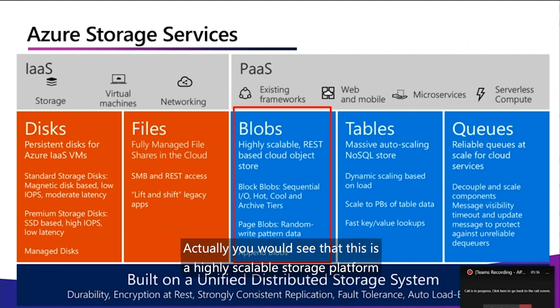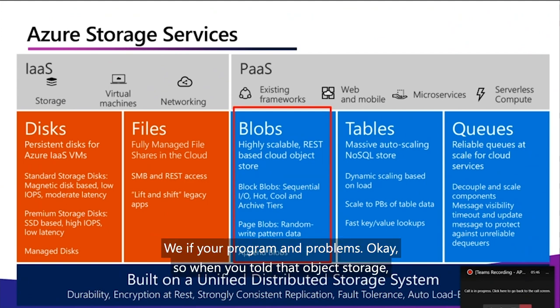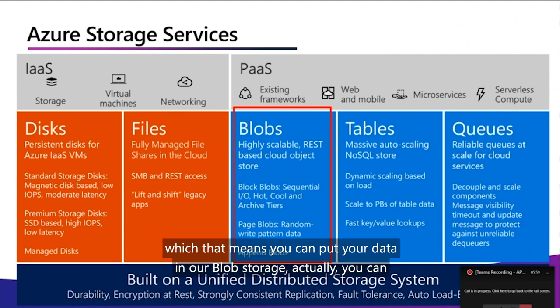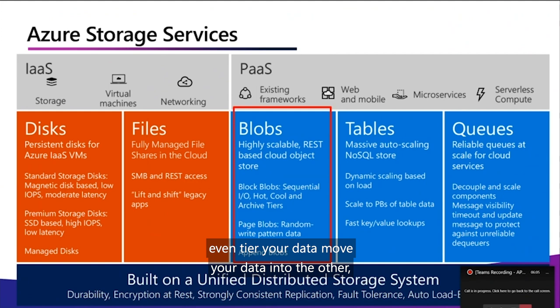You could see that this is a highly scalable storage platform in the cloud, and it is web API available. That means you can easily integrate your applications to our blob storage with your programming languages. So we call that object storage. You could also leverage different tiers of blob storage in our cloud platform. By default, that is hot tier storage. That means you can put your data in our blob storage. You can even tier your data, move your data into the other tiers of storage, like cool storage or archive storage, which is based on your needs totally. We will talk about these tiers in detail in the next few slides. And of course, we have our page blobs, which is actually VM disk for your virtual machines.